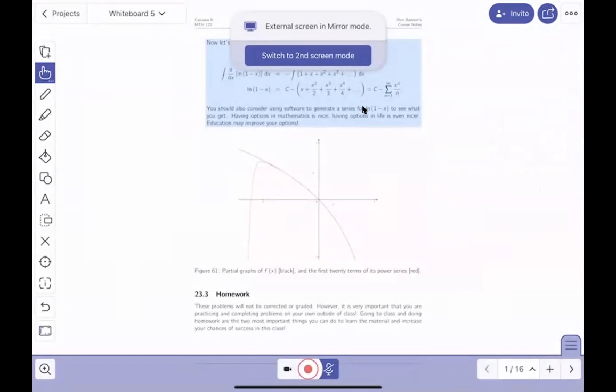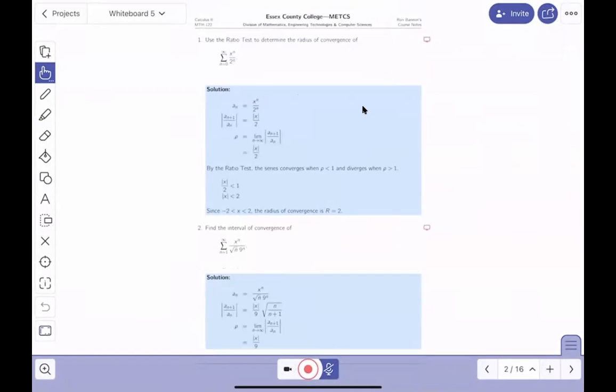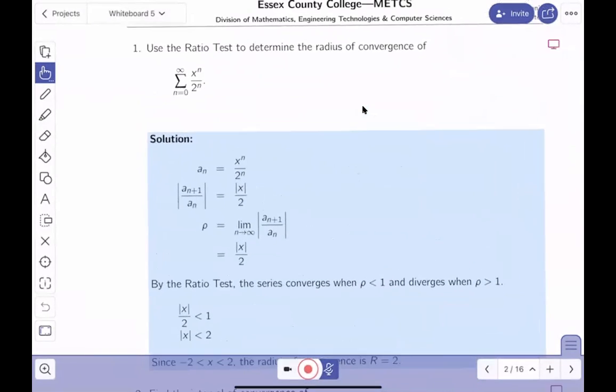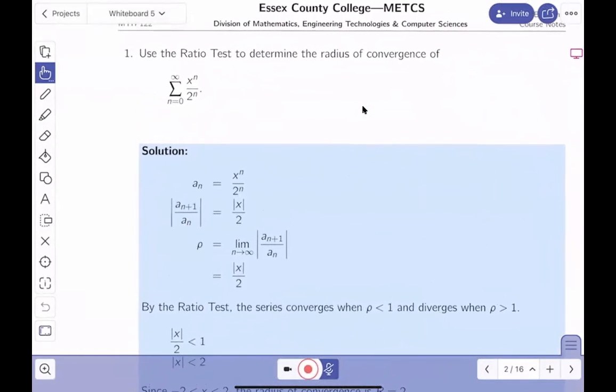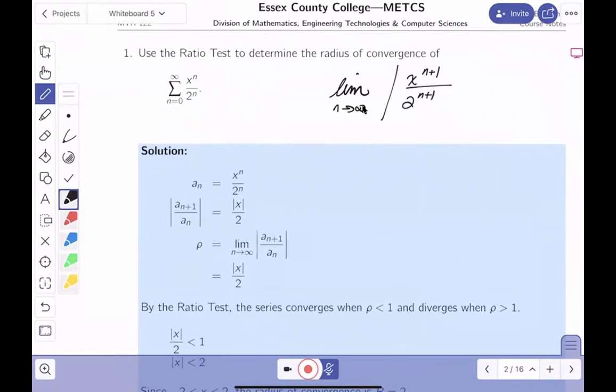Again, we're in the homework 23. So the first one says use the ratio test, determine the radius of convergence. So let's go through that. And certainly I'm going to write it down, limit, and the limit is n goes to infinity. And that's going to be a_(n+1), which is x to the n plus 1 over 2 to the n plus 1. And we're going to divide by a_n, which is multiplied by the reciprocal. That's 2 to the n over x to the n.